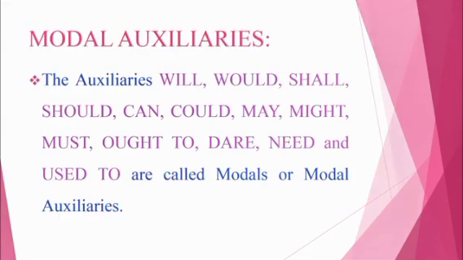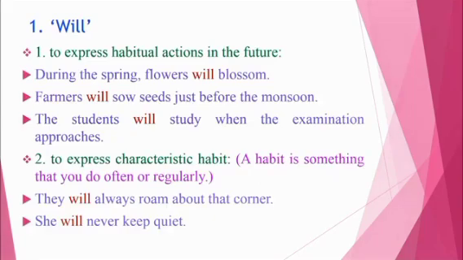Now we are going to see what the modal auxiliaries are. The auxiliaries will, would, shall, should, can, could, may, might, must, ought to, dare, need and used to are called modals or modal auxiliaries. Students, now let's see them one by one in detail. First, let's see about will. Will is used to express habitual actions in the future.